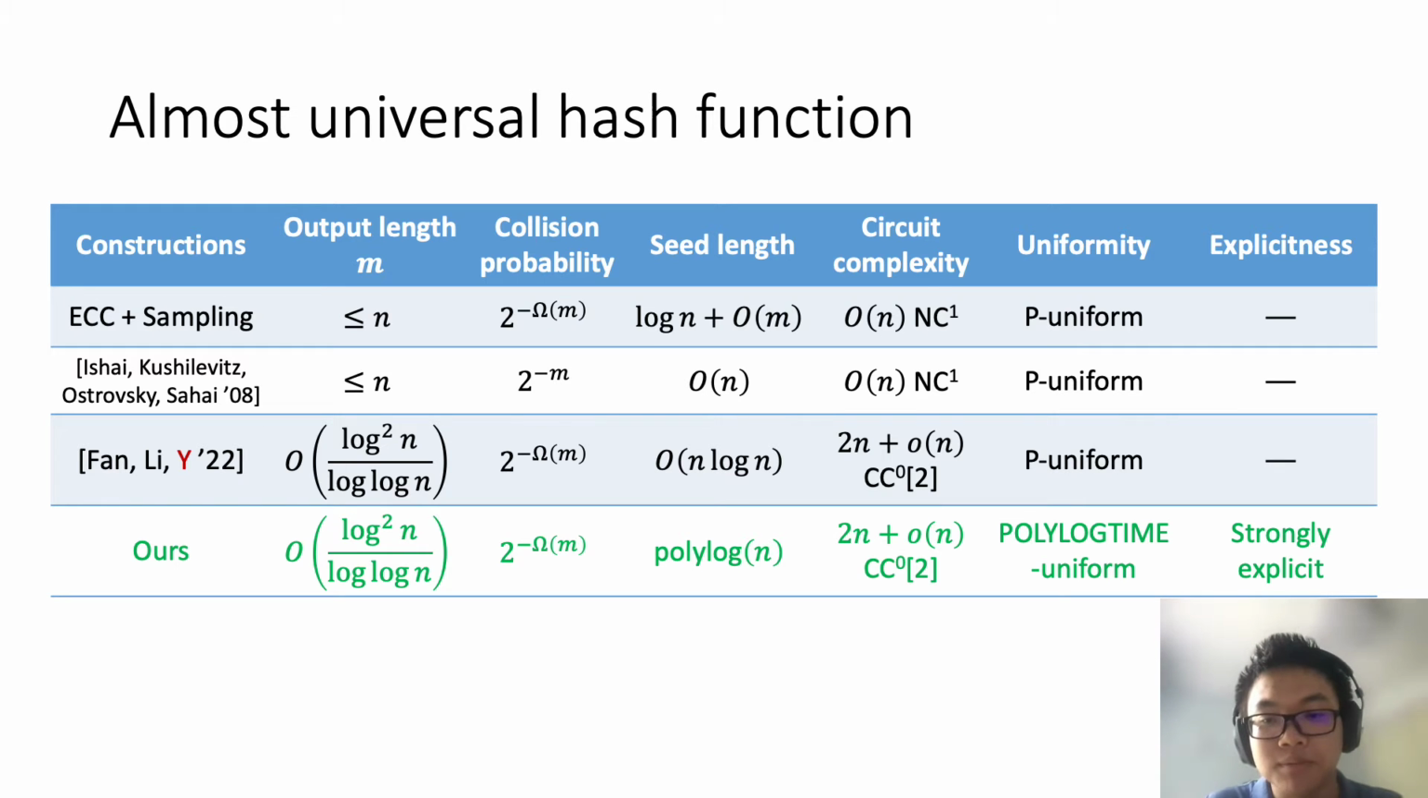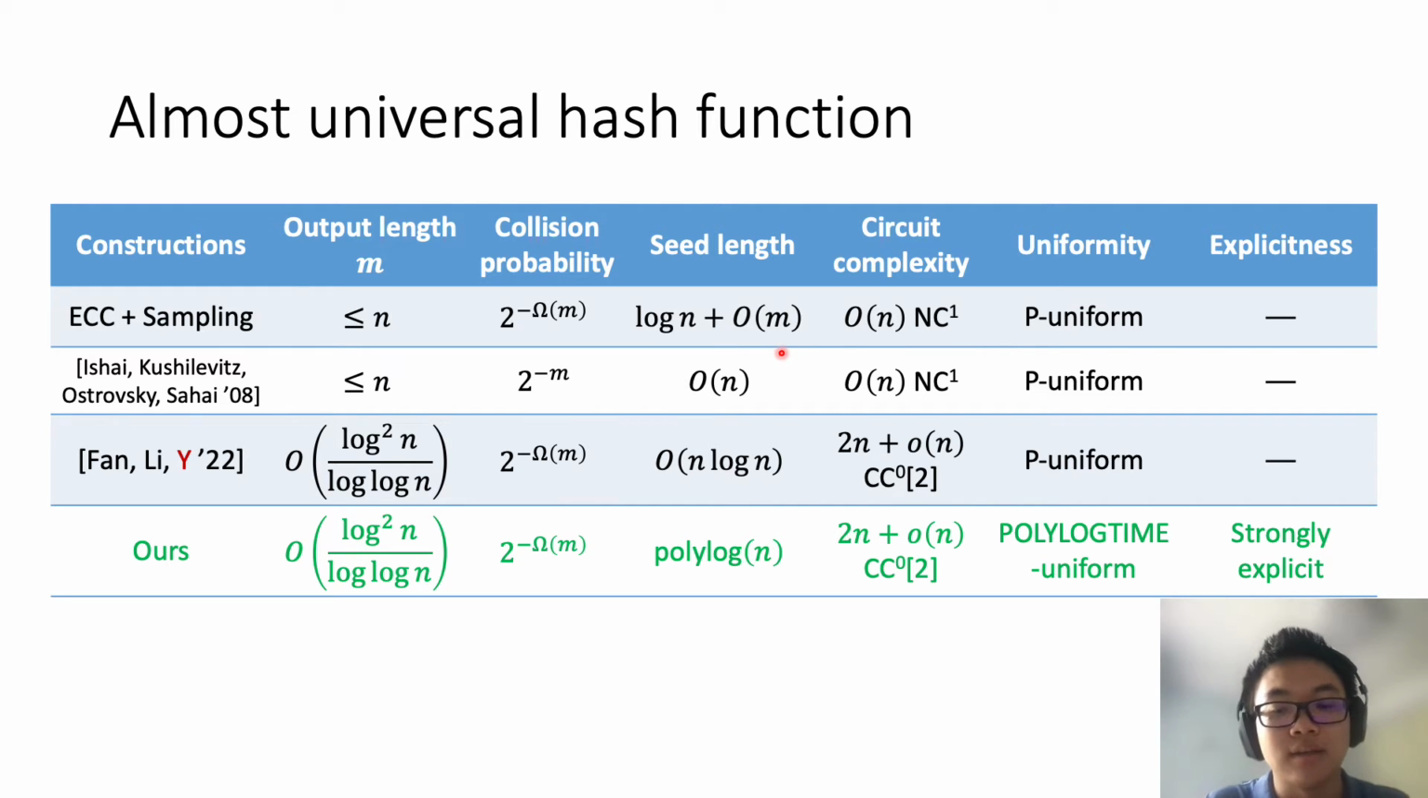Here n is the input length and m is the output length. First is the folklore result by an expander walk on an ECC, which can give us an almost universal hash function with collision probability 2 to the minus omega m, with seed length log m plus little o plus big O m, and it can be implemented in linear size NC1.